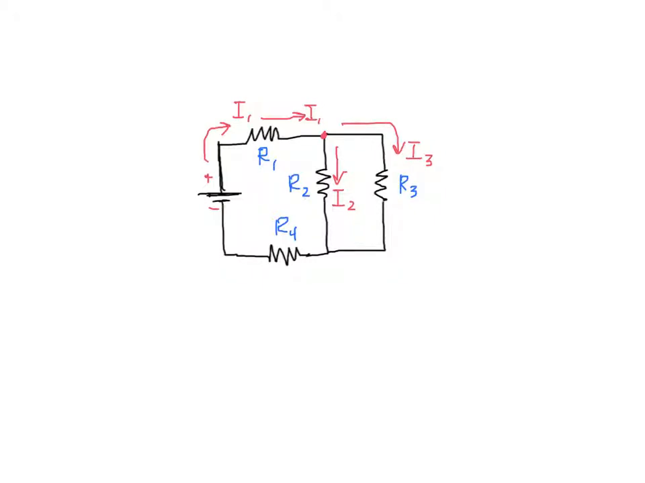Just like you can imagine water running through a piping system that gets to a branch in the pipe, all of the water that comes in is going to go through one of the two branches. So not surprisingly, charge is conserved. Whatever amount of current comes into the junction as I1 has to split into either I2 or I3. So I1 is going to be equal to I2 plus I3.